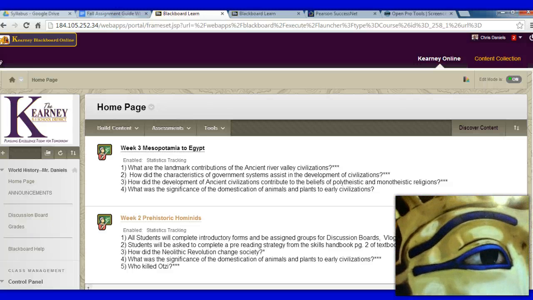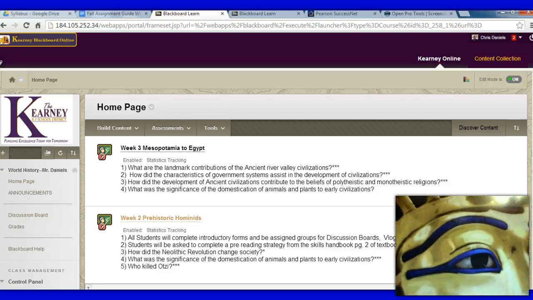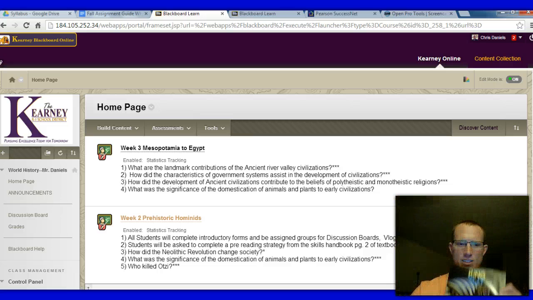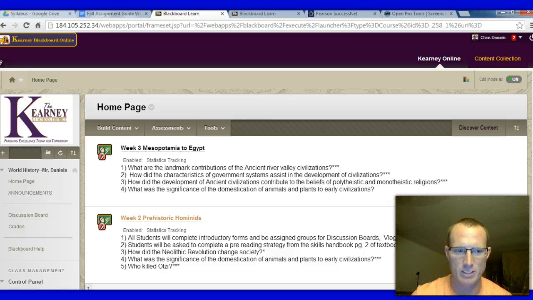Okay, gang, this week we're moving to Egypt. As you can see, the Eye of Horus here should be fading into that of King Tut. And then you're left with my fantastic face.